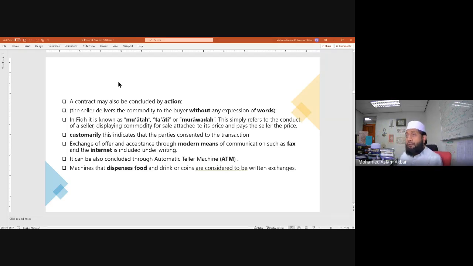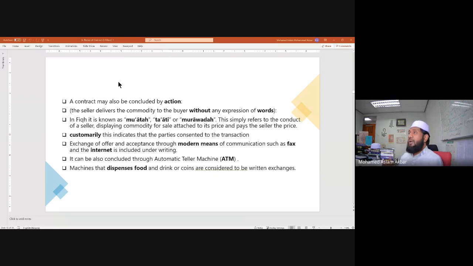So now a contract may also be concluded by action, where the seller delivers the commodity to the buyer without any expression of words. In fiqh, it is known as mu'atat, ta'ati, muawadah. This simply refers to the conduct of a seller displaying a commodity for sale attached to its price, and the buyer pays the seller the price. Customarily, this indicates that the parties consented to the transaction. Customarily, it is accepted because this is our lifestyle. Maybe it was not there 100 years ago, but now it is already here.